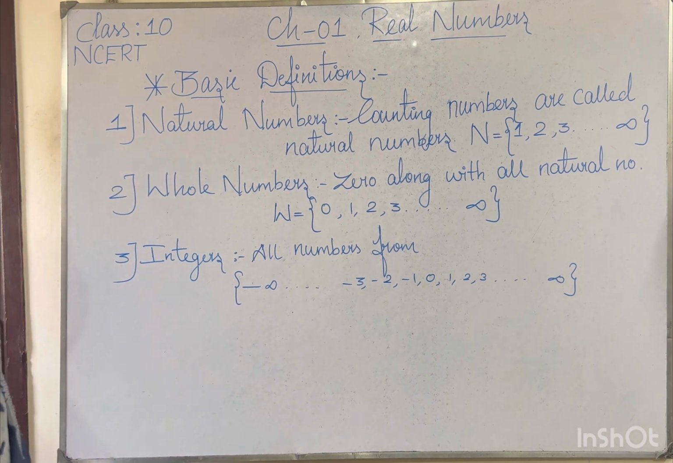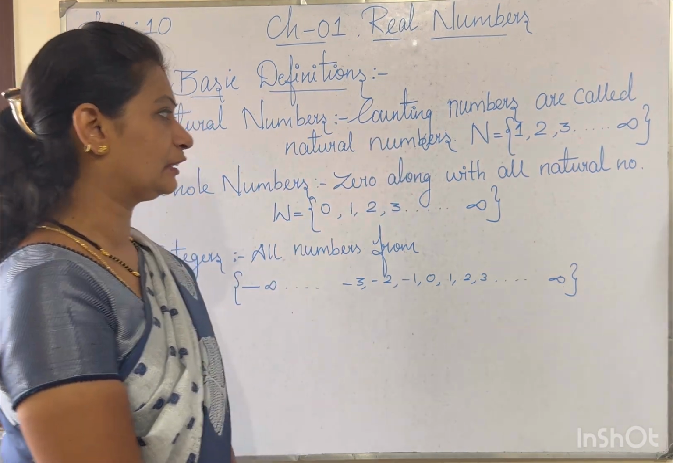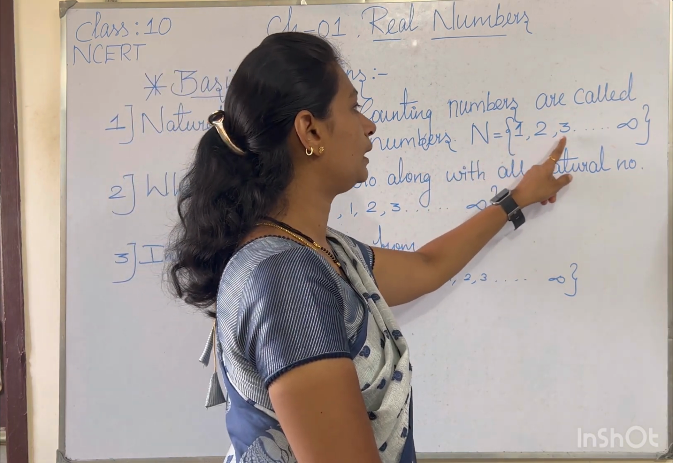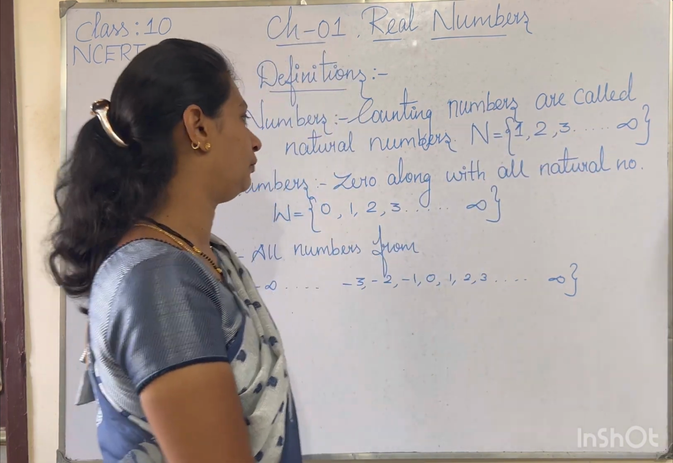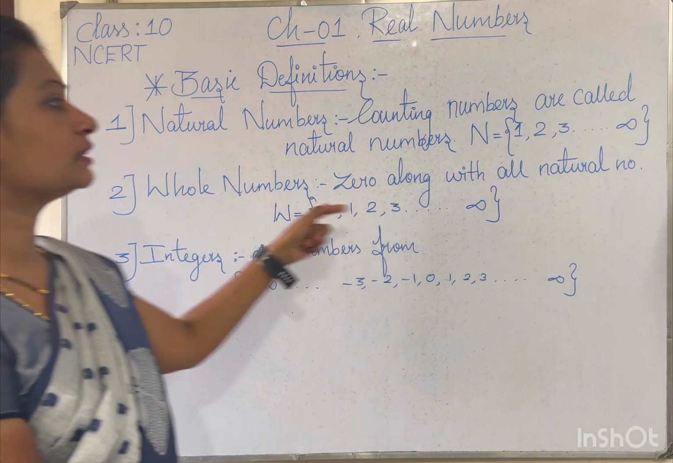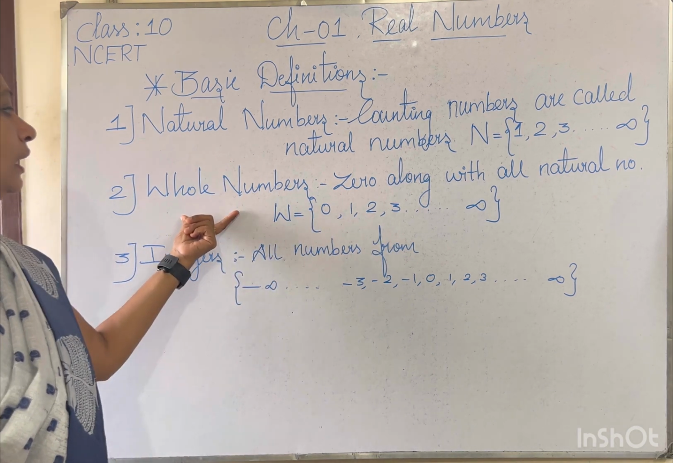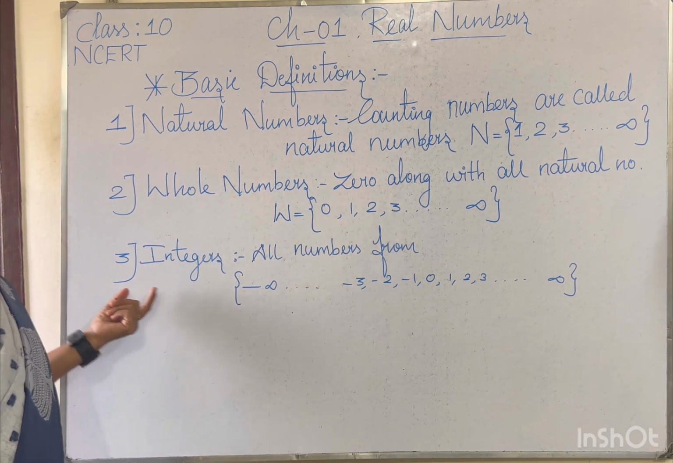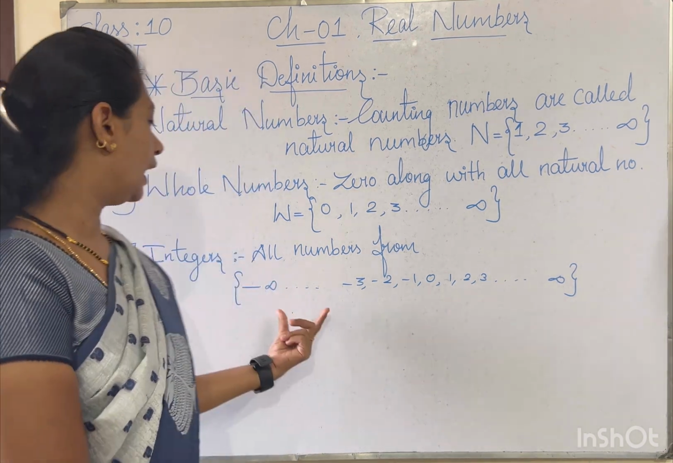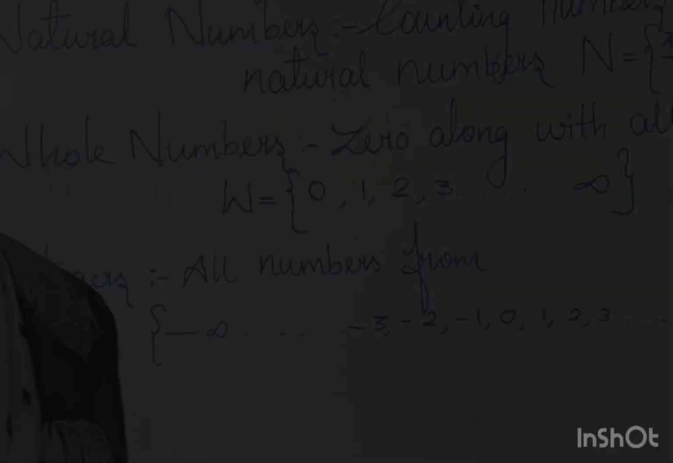Number 1, natural numbers. What are natural numbers? Counting numbers are called natural numbers. It is denoted by N: 1, 2, 3, 4, 5, etc., till infinity. Second one, whole numbers. What are whole numbers? Natural numbers along with 0 are said to be whole numbers. Third one, integers. What are integers? Positive numbers and their negatives along with 0 form the integers.